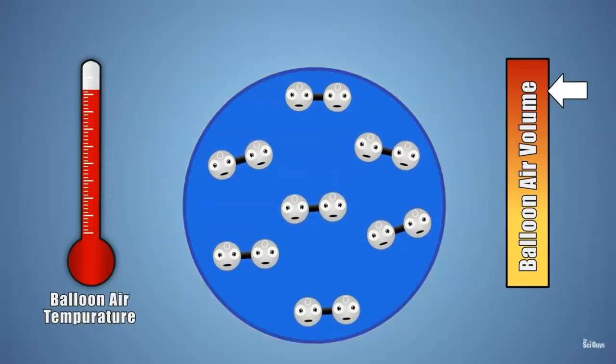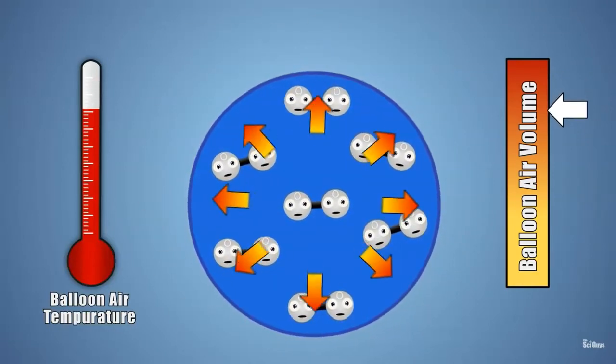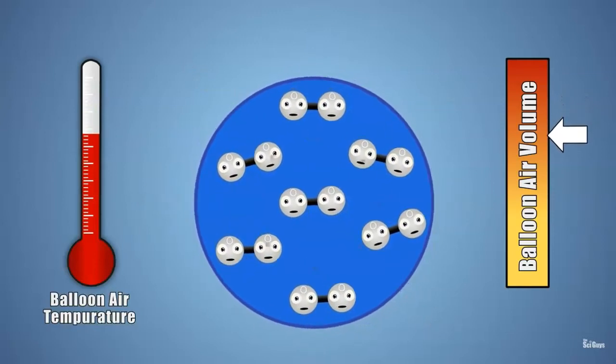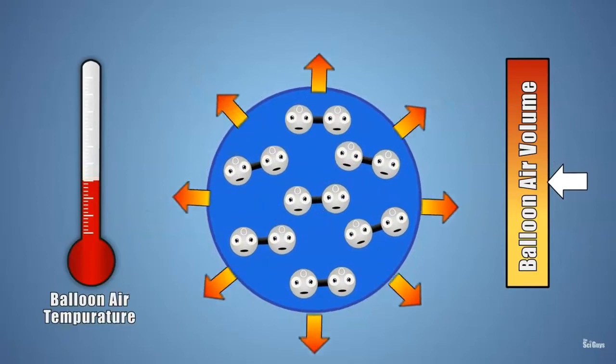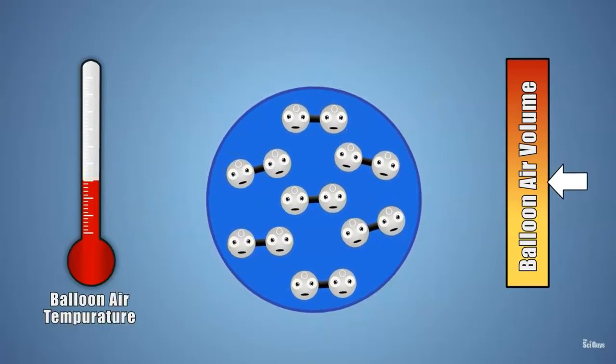If we remove our balloon from the hot water, the air molecules inside our balloon will gradually lose the energy they've been given, dropping back to room temperature, causing the balloon to shrink in volume back to its original size.